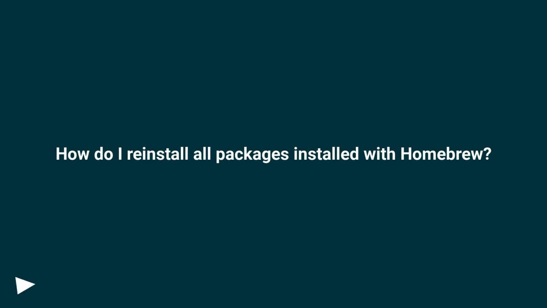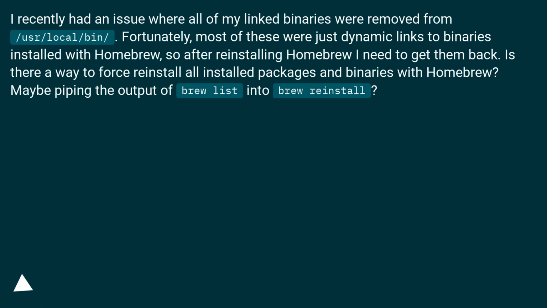How do I reinstall all packages installed with Homebrew? I recently had an issue where all of my linked binaries were removed from /user/local/bin/. Fortunately, most of these were just dynamic links to binaries installed with Homebrew, so after reinstalling Homebrew I need to get them back. Is there a way to force reinstall all installed packages and binaries with Homebrew?